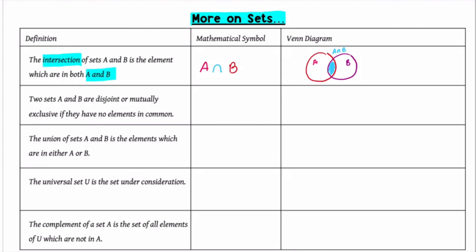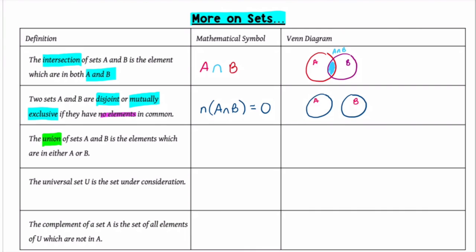Next, two sets A and B are disjoint or mutually exclusive if they have no members in common. So how do we represent this mathematically? We will write that here there are no members in common, no elements in common. And if I'm representing that in a Venn diagram, we have our two sets, set A, set B, but there's nothing in common. So they are disjoint or mutually exclusive.